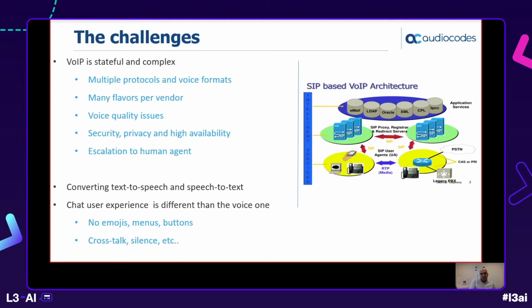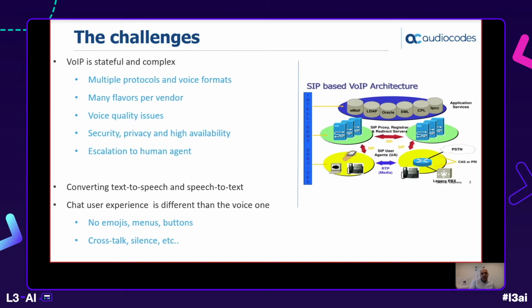Another type of challenge is, since RASA is a text-based chatbot, you will be required to convert text to speech and speech to text. So which provider will you choose? What about multiple languages, multiple dialects? How exactly can you train your model to adjust to the specific enterprise jargon?